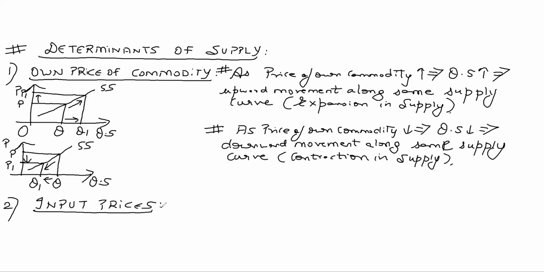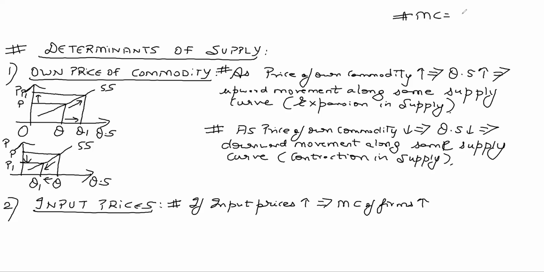Okay. Now, if any of these input prices go up, so I can make the first point here. If the input prices go up, it implies marginal cost of the firms go up. All of you know what is marginal cost, right? Although when we have the lectures on cost, we'll discuss more about marginal cost. But for right now, you can take marginal cost as the change in total cost.